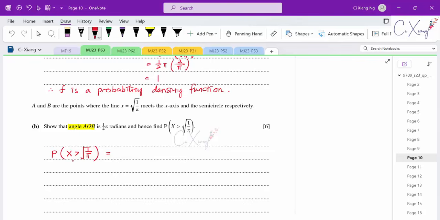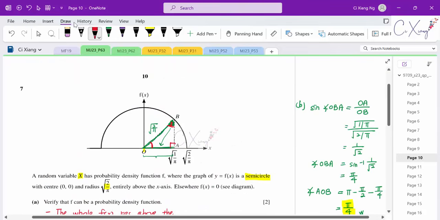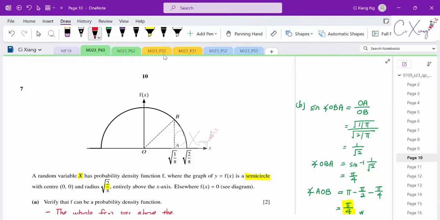They are interested for x greater than square root 1 over pi. Where's the probability or area for x greater than square root 1 over pi? So this is basically the probability. The area under the graph that is more than square root 1 over pi is the probability that we want to find. So this red color shaded area is the area that I want to find.